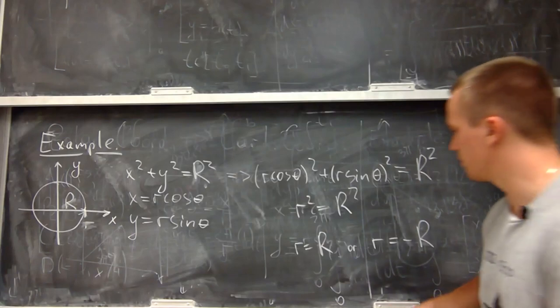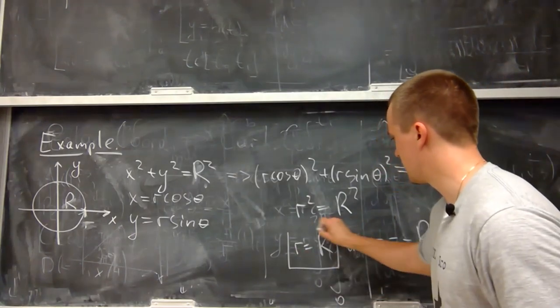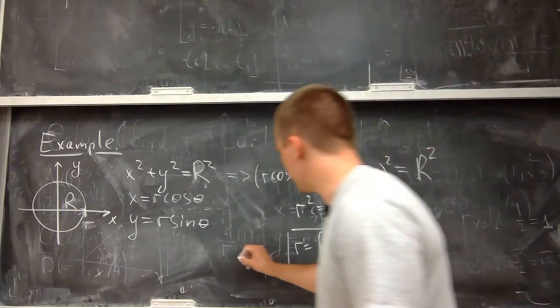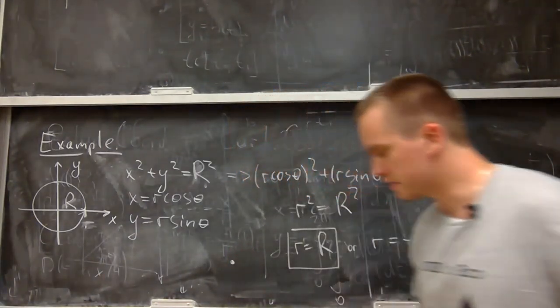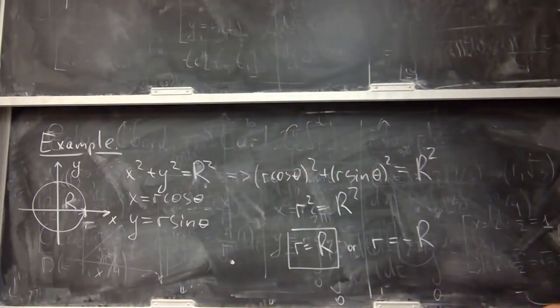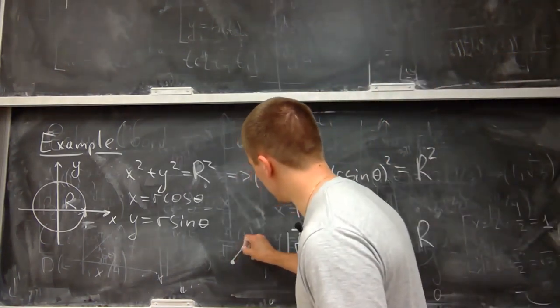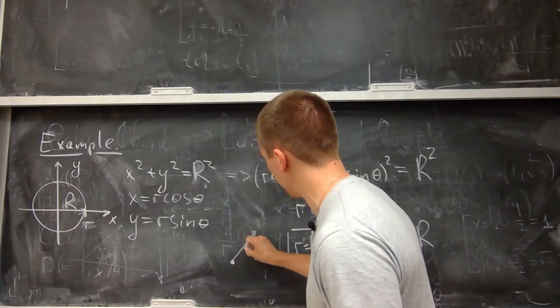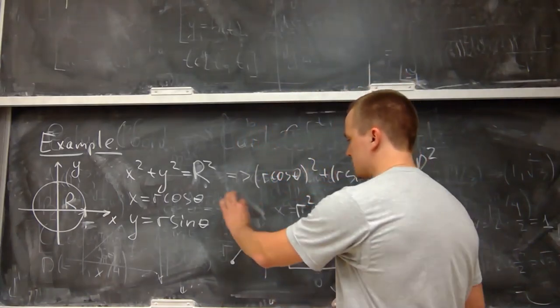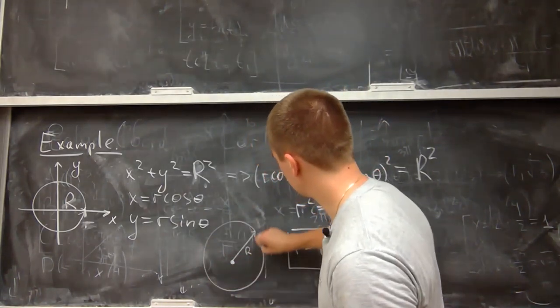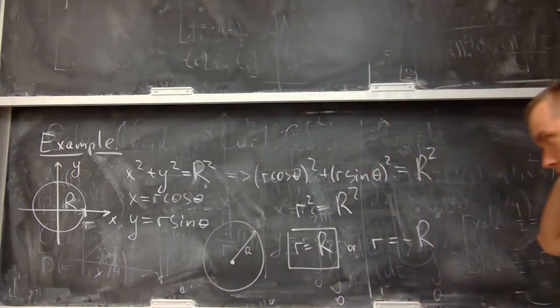And we can see this is the equation of a circle with radius big R in terms of polar coordinates. The reason is pretty intuitive. The definition of a circle is the set of points equidistant from the origin. So you take a vector with length R and rotate this vector around the origin, and you get this circle.